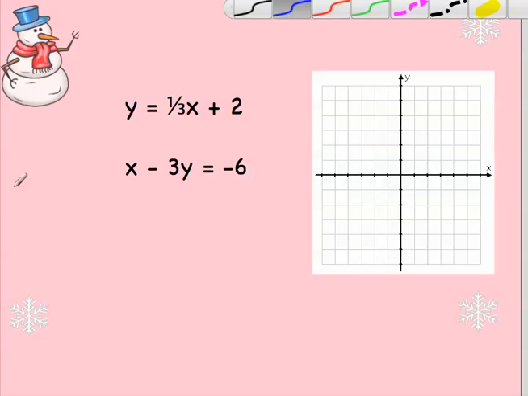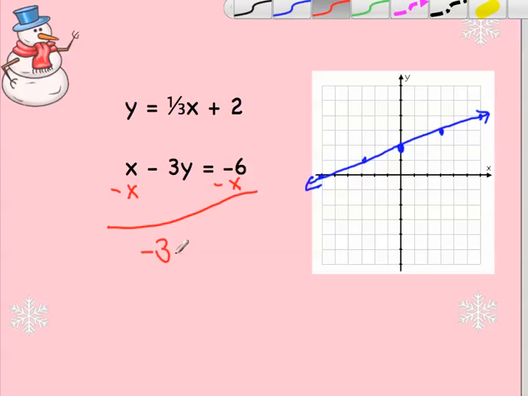Here we've got our first equation, y equals 1/3 x plus 2. We're going to graph that. Up 1 over 3. Our second equation is in what's called standard form, so we need to solve it for y. So we're going to subtract x from both sides and divide by negative 3.